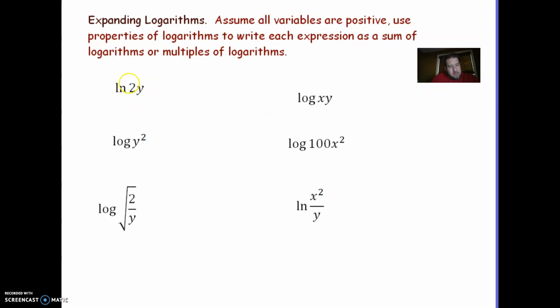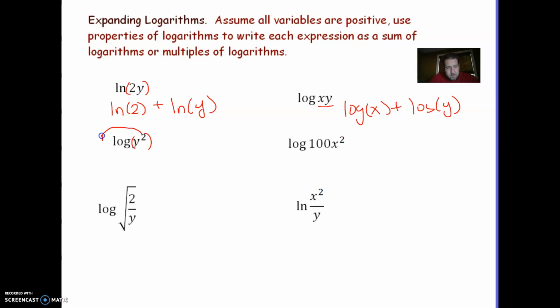So what about this? This is natural log of 2 times y. So we're expanding this. So we want to make this from 1 into 2. So that would be natural log of 2 plus natural log of y, because 2 multiplied by y can be expanded to this. So this is log of x plus log of y, because it's x times y. So this is log of y squared. Now keep in mind the 2 can just be moved out in front. So this becomes 2 times log of y.